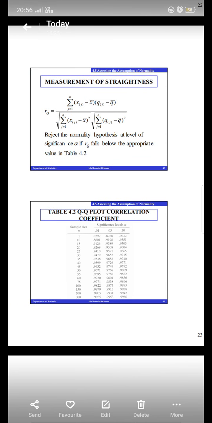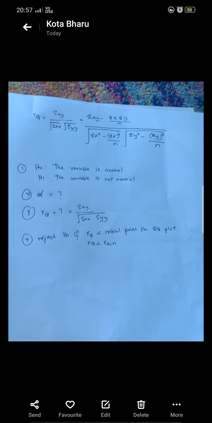Okay, the next one adalah we are using the testing. We are using the correlation coefficient for the QQ plot. Okay, tadi graphical, so sekarang gunakan test. Bila gunakan test, bila kata gunakan test, so mestilah ada hypothesis. Ada H0, ada H1. Okay. So I tunjuk sikit. Mana ni? Okay, here.